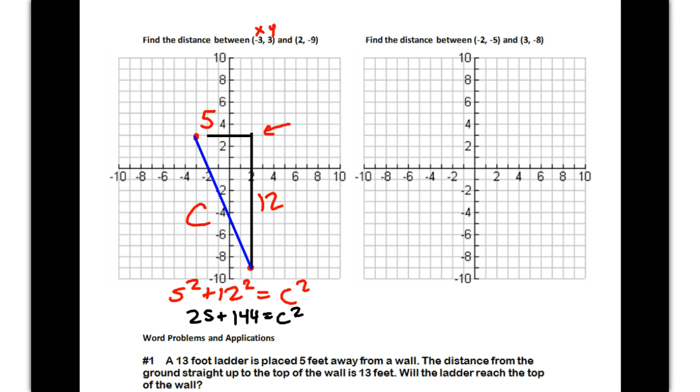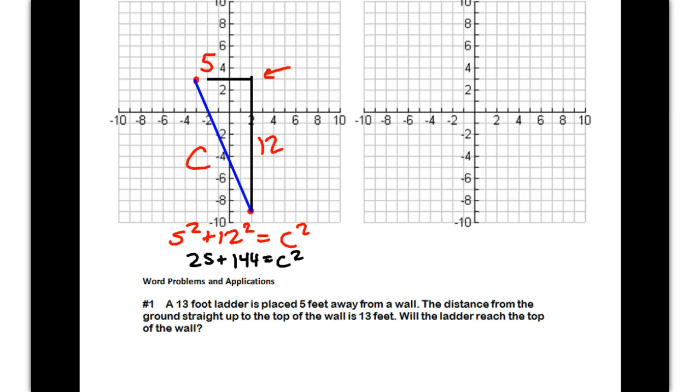I'm running out of space here, sorry about that. 25 plus 144 is 169. And when we do the square root of 169, that is actually a perfect square, it's 13.